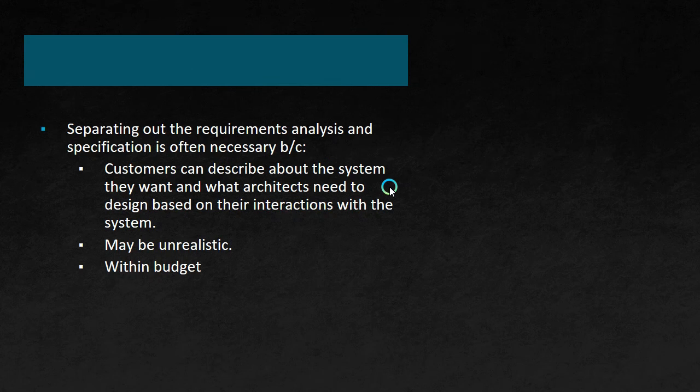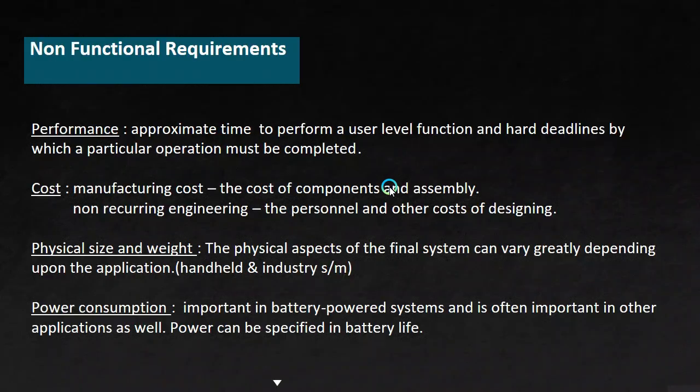Separating out the requirements analysis and specification is often necessary because customers can describe the system they want, and what architects need to design is based on their interactions with the system. There may be unrealistic expectations as to what can be done within their budgets. Functional description is often not sufficient.